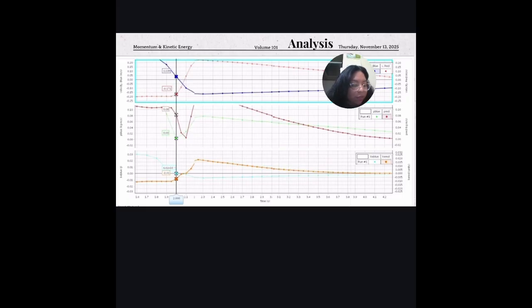Our momentum for the red car, the red line, was 0.08. And our momentum for the blue car, the green line, was 0.00. Our kinetic energy for the red car, the orange line, was 6.02 times 10 to the power of negative 3, so it was really 0.00602. And then our kinetic energy was negative 0.01 for our blue car, which was the light blue or teal line.